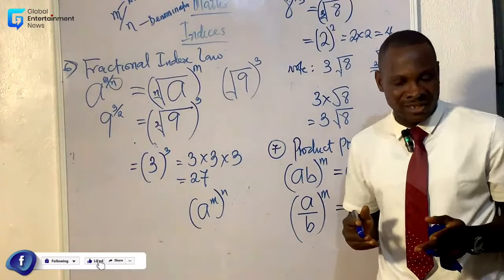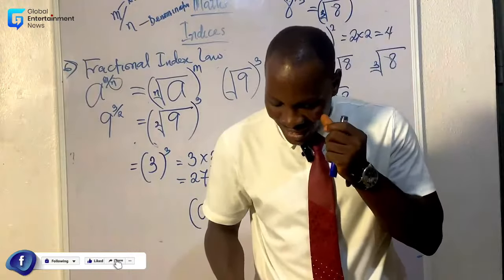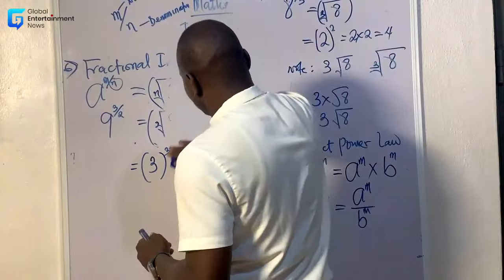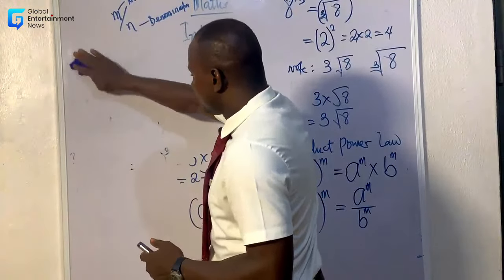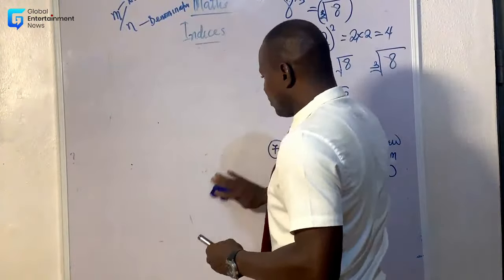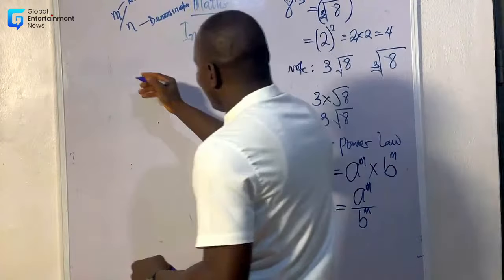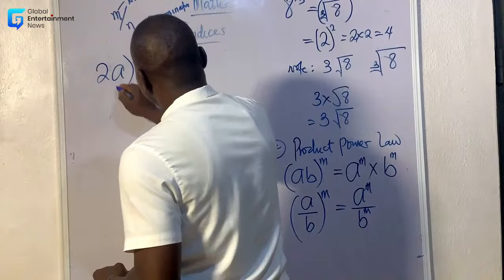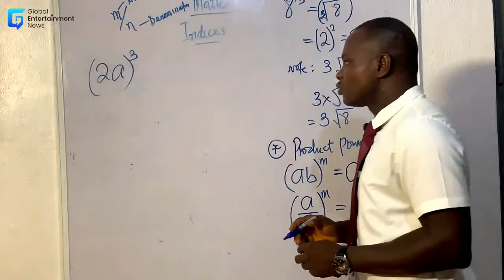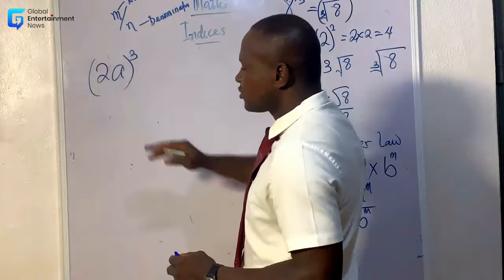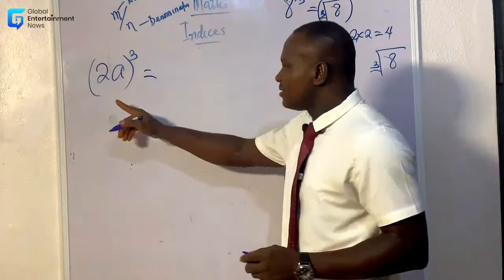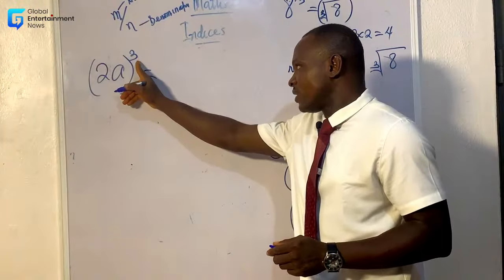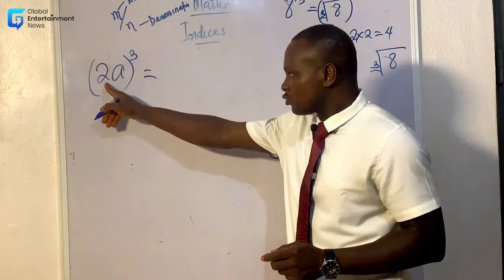I believe you understand. Now, let me give you an example under this. If we have 2A all raised to power 3, evaluate 2A in brackets all raised to power 3. It means that the 2 is not the only owner of this 3. The 3 belongs to the 2 and the A.